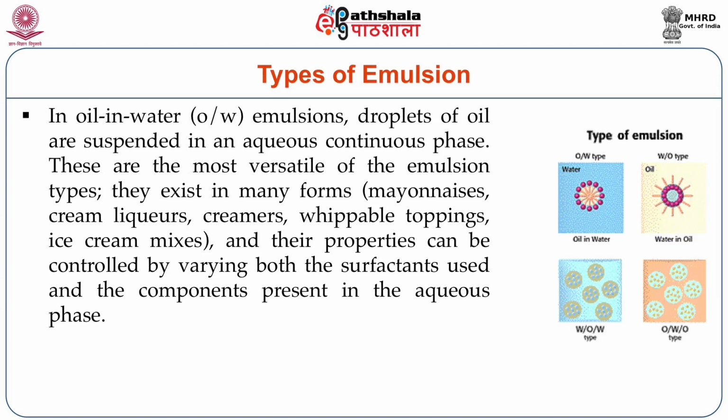The first one is oil in water emulsion, which is very commonly found in the regular foods which we consume. The oil in water emulsion has droplets of oil which are suspended in an aqueous continuous phase, and they are very versatile kinds of emulsions that exist in different forms. For example, mayonnaise, cream liquors, creams, whipped toppings, ice cream mixes, etc. contain these oil in water emulsions, and their properties can be controlled by varying both the surfactants which are used as well as the components present in the aqueous phase.